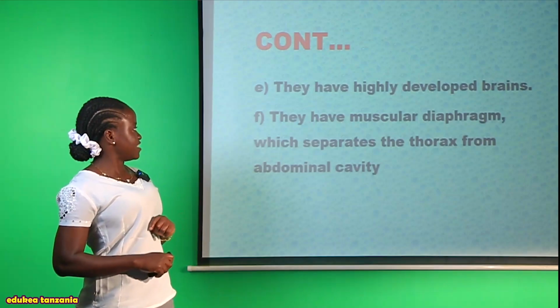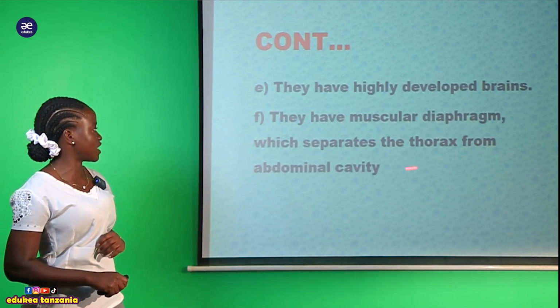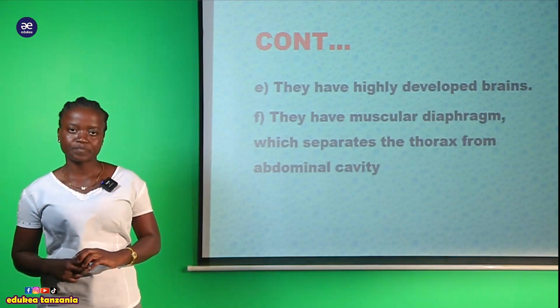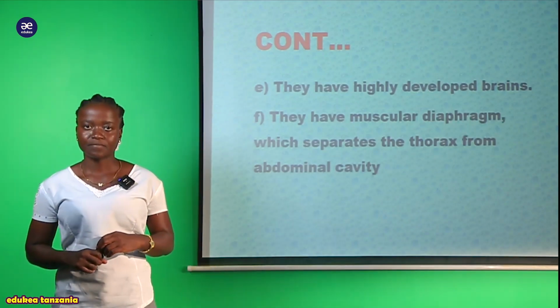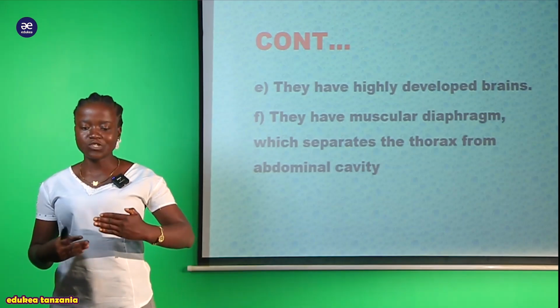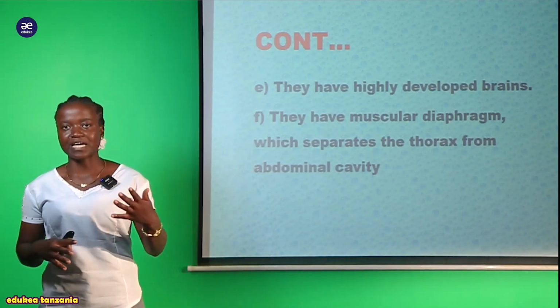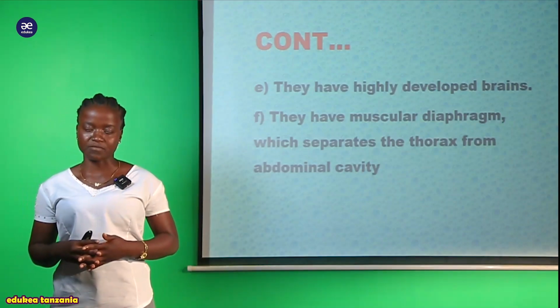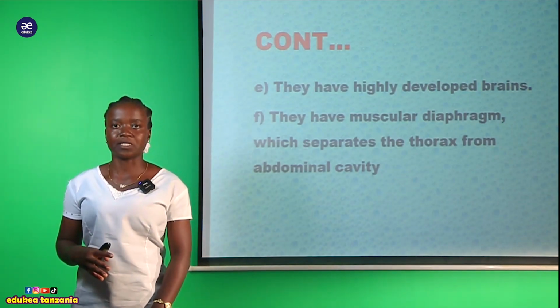And apart from that, this organism they have a muscular diaphragm which separates the thorax from the abdominal cavity. This organism they have a diaphragm. Diaphragm hii ndio ambayo inatumika for breathing purpose. That is occurring within different kinds of organisms. A good example, my students, we are taking an example in human being.